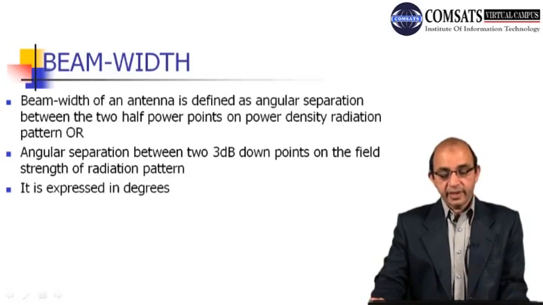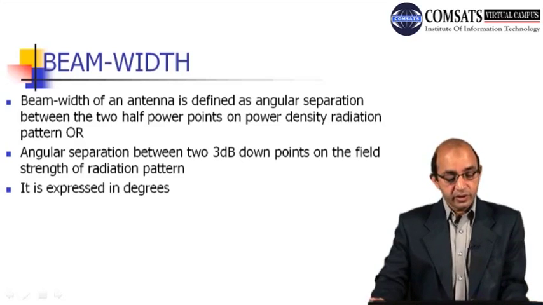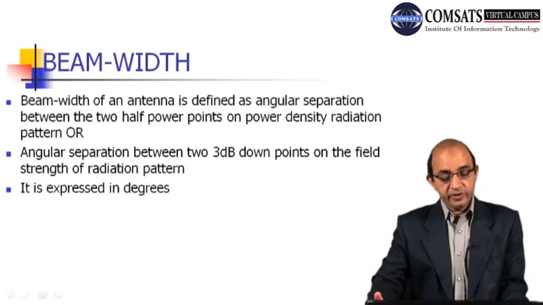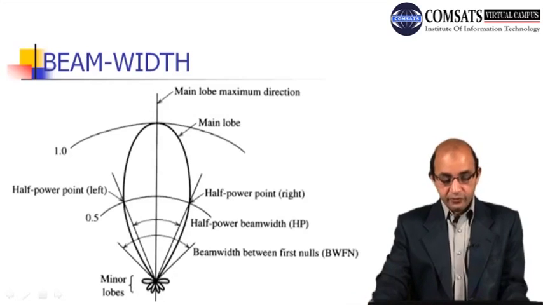Then beam width, it's actually defined as the angular separation between two half power points on the power density radiation pattern, or the angular separation between two 3 dB down points on the field strength of the radiation pattern. So we mention beam width in degrees. So here we have shown the beam width graphically.